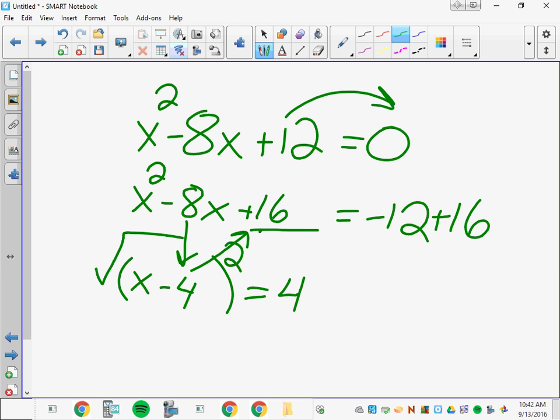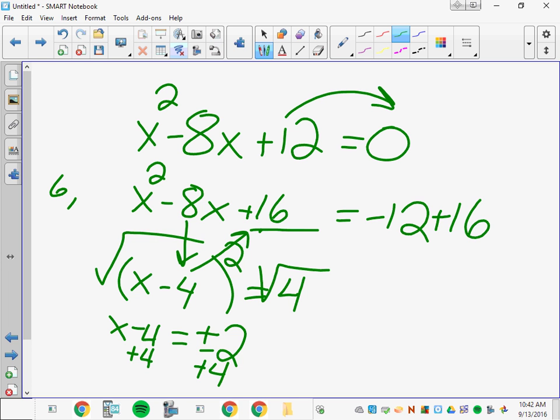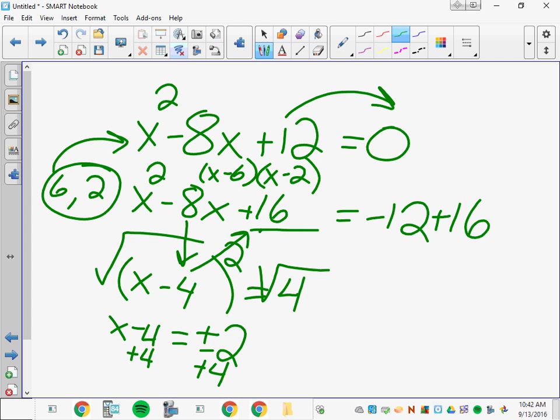So I square root this side, square root that side. X minus 4 equals plus or minus 2. And then we add 4. 2 plus 4 is 6. And negative 2 plus 4 is 2. Are those the factors of the original? Or, the roots of the original? I could have factored it into x minus 6 and x minus 2.